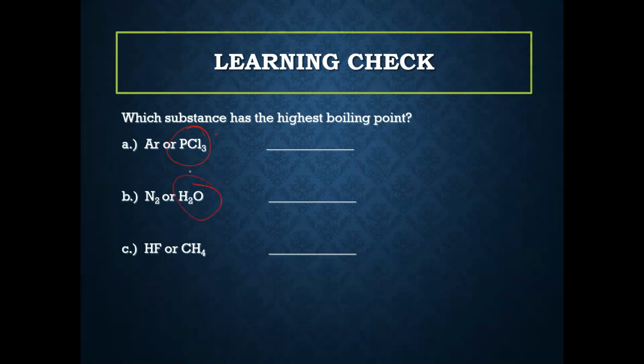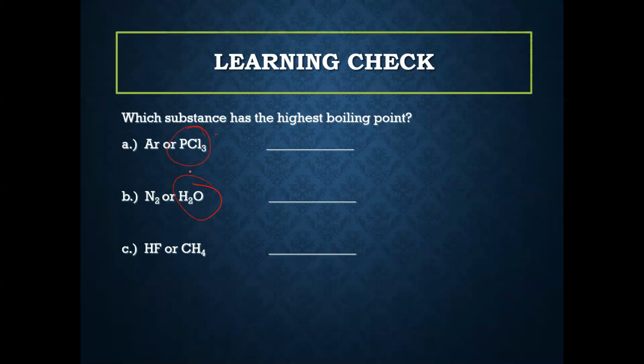So hydrogen bonding is going to have a higher boiling point, which again should make sense because at room temperature, argon and nitrogen are both in the gaseous state, and we know that water is in at least the liquid state. So at room temperature, nitrogen has already boiled away, where water has not.